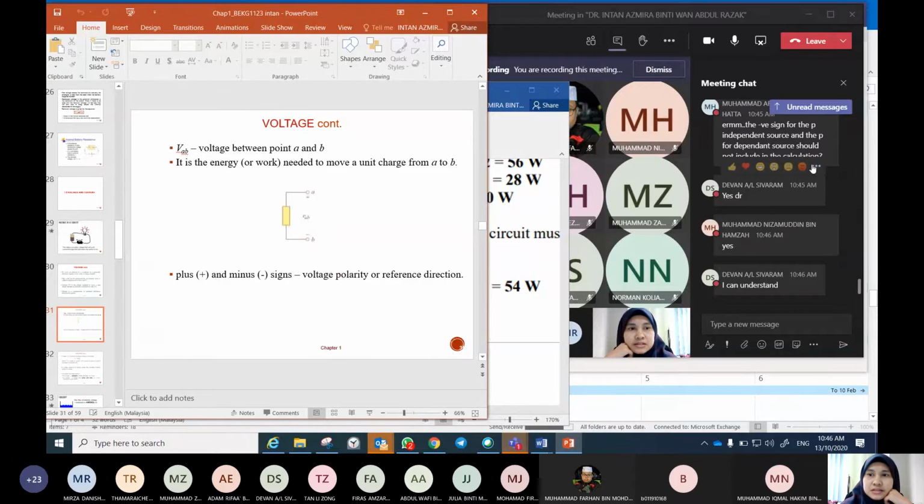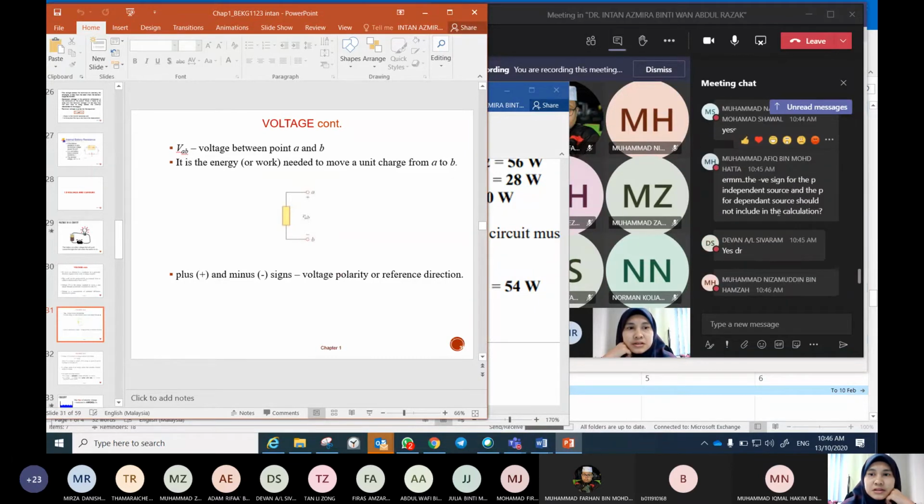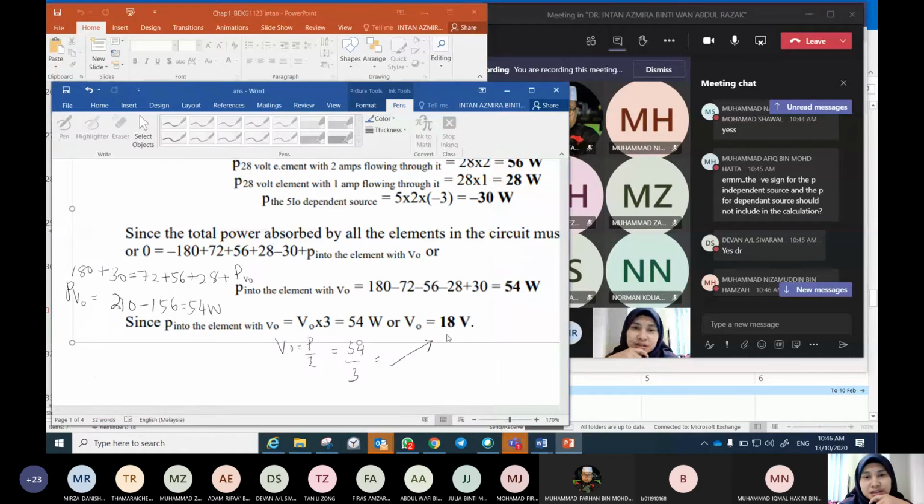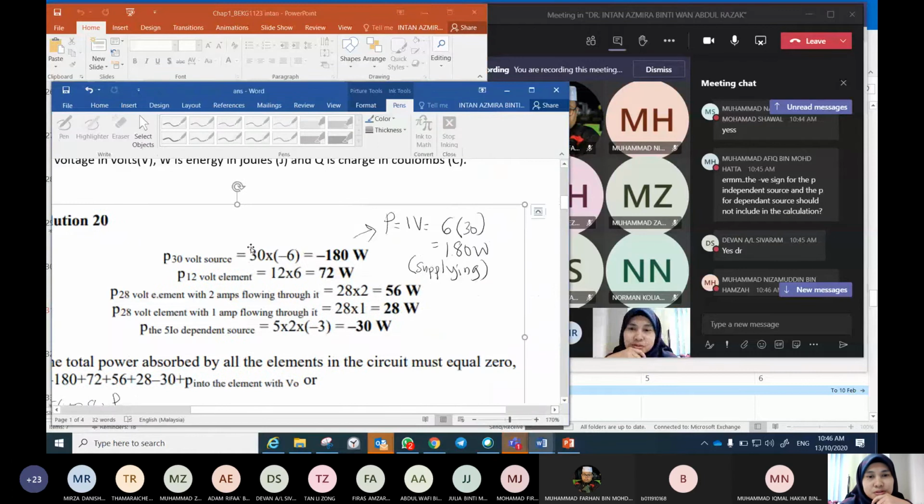I can understand. The negative sign for the P of independent source and the P for dependent source should not be included in the calculation. You can include it or you may not include it. There are two methods. As your lecturer, I can accept your calculation if you do not put the negative sign, but put in the bracket supplying. For this chapter only, for chapter 1 only. As I said previously, for chapter 2 and above, we always ignore the notation of negative for power.